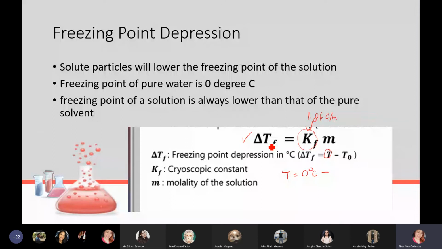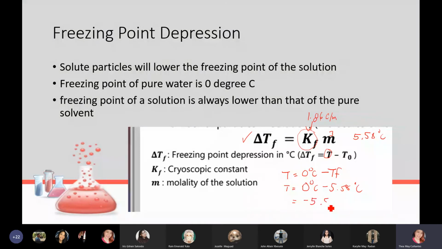So the resulting temperature now would be, so for example, si 1.86 ko, gin-multiply ko siya sa 3 molal nga solution. So 1.86 times 3 molal. So may about 5.58 ka nga change na natabo. So of course, your 5.58 degrees Celsius is the change. So since this is depression, you will minus it. You will subtract it to the 0 degrees Celsius of your water. So of course, the resulting freezing point now, because nag-add ka, imagine mo, ang 3 molal ko nga solvent will become, or will freeze at negative 5.58 degrees Celsius.